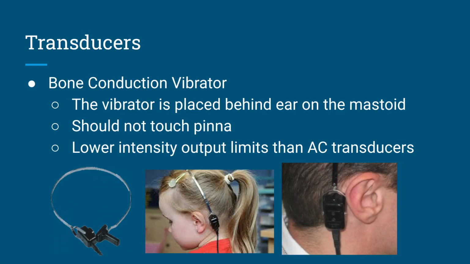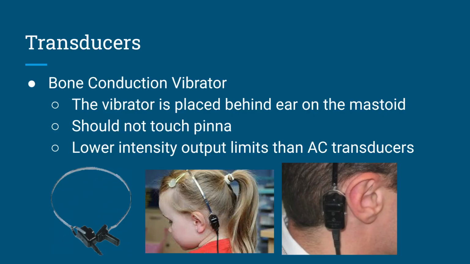Now we have another transducer, the bone conduction vibrator. The vibrator or oscillator is placed behind the ear on the mastoid, in particular the petrous pyramid of the mastoid. It should not touch the pinna. I emphasize, it should not touch the pinna. It can be close. The pinna is the same as the auricle. I know I'm using them interchangeably here. Pinna and auricle are the same thing.